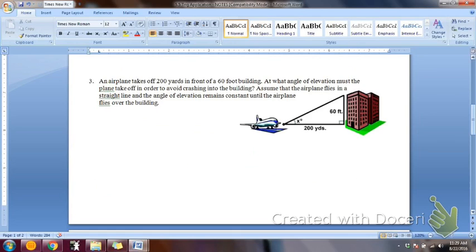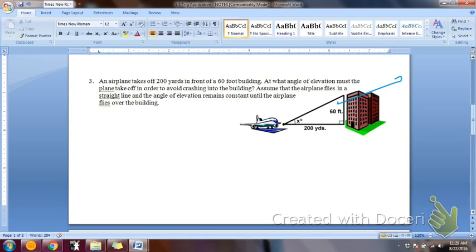Okay, an airplane takes off 200 yards in front of the 60-foot building. This one's already written for you, right? You just can't put your hand on it. You gotta point at the end. All right, so 200 yards in front of a 60-foot building. At what angle of elevation?